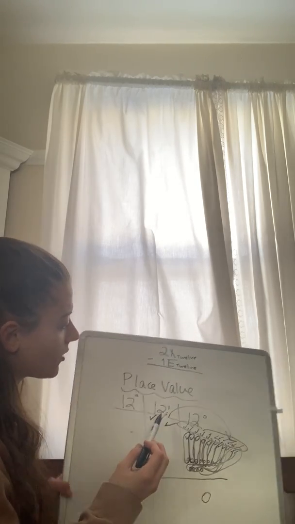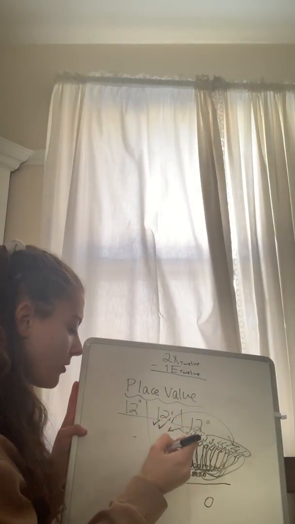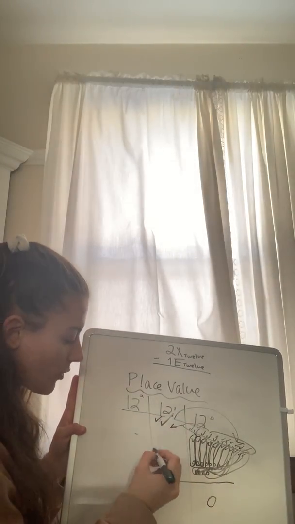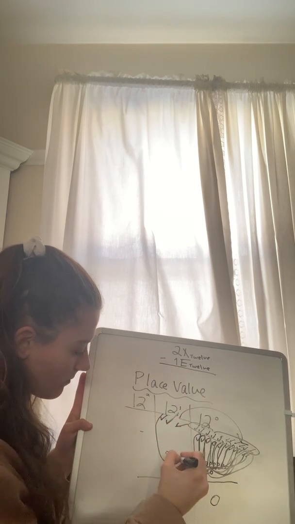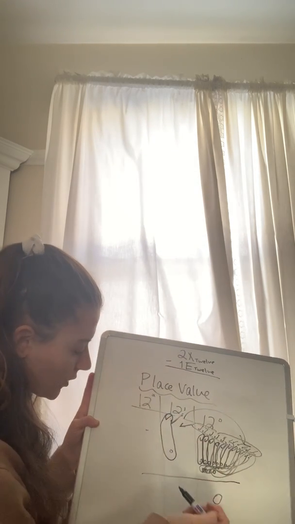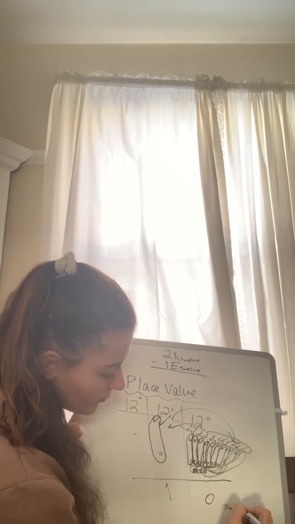And so now we subtract one group of 12 from another group of 12. And we're left with 1. So the answer is 1, 0, 12.